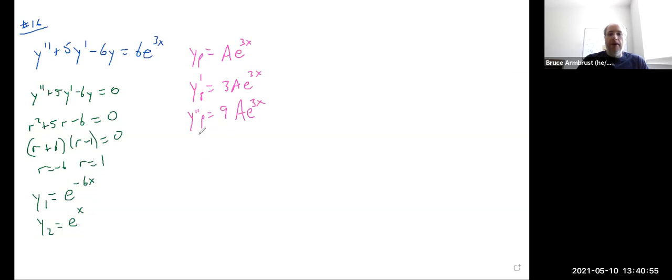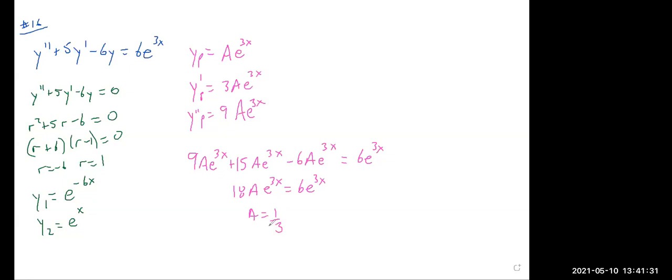All right, so now let's put these into the differential equation. So we get 9a e to the 3x plus 15a e to the 3x minus 6a e to the 3x. We want that to equal 6 e to the 3x. So we can add our coefficients together. We get 18a, if I did the math right. Although my arithmetic has been sketchy lately. I got 20a e to the 3x.